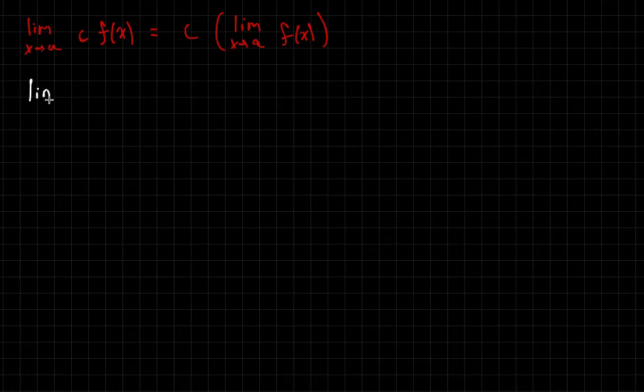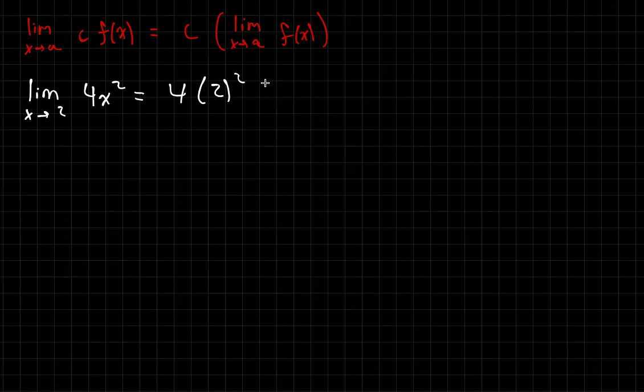So let's say that the limit as x approaches 2 of 4x squared. So before I use this property, let's just try and solve this limit by itself by using direct substitution. So direct substitution says that we can just input the value that x approaches into the general function, which is 4x squared, right? So what we do is we just input 2 into the function. So we get 4 times 2 squared, which is 4 times 4, which is 16.